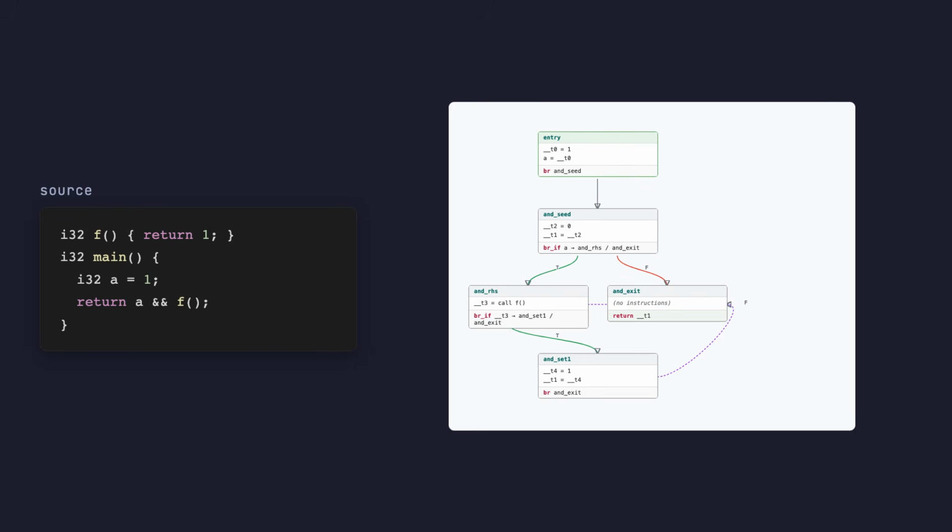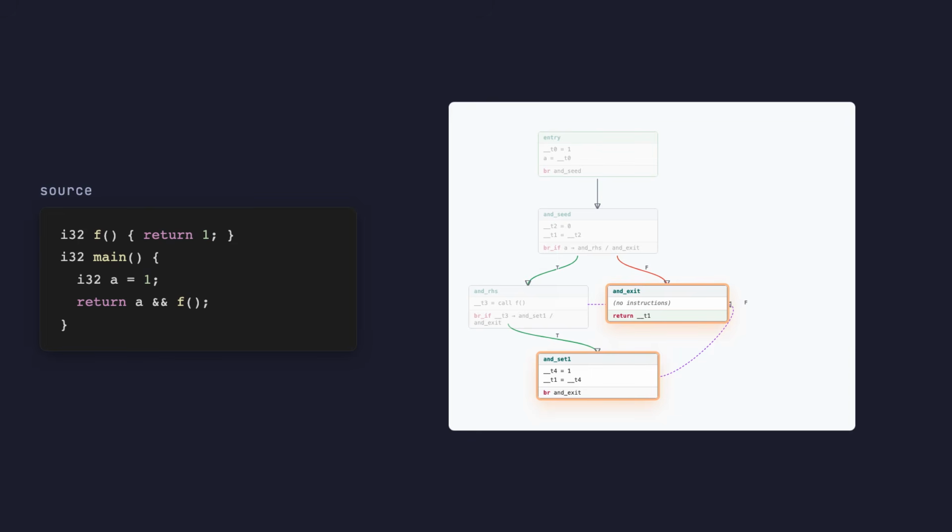Okay, so remember this? In C0, this couldn't be compiled. Here's what C1 does. When from AST sees a logical AND, it doesn't emit a binary op. It splits the basic block. It evaluates A, branches on it with branch if, calls F in one branch, skips it in the other, and then joins back up. The expression literally becomes a small control flow graph.